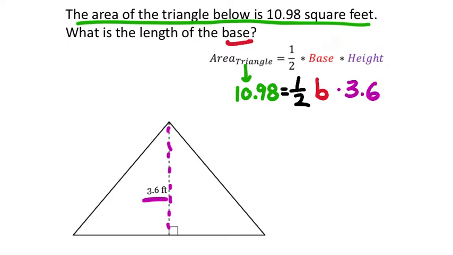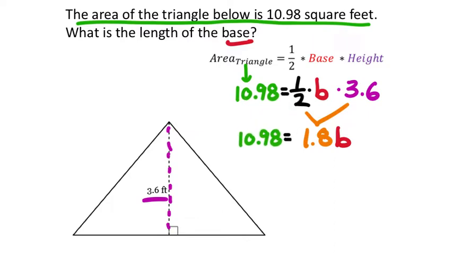Now this is an equation that I must solve. And like we've done before, it's 1/2 times B times 3.6. I can combine my like terms. It's just that right now I'm not looking at combining with addition. The operation that's being used is multiplication. So when I take 1/2 and multiply it by 3.6, I get 1.8. And that now is my new coefficient of B. 1.8 times B is going to equal 10.98.